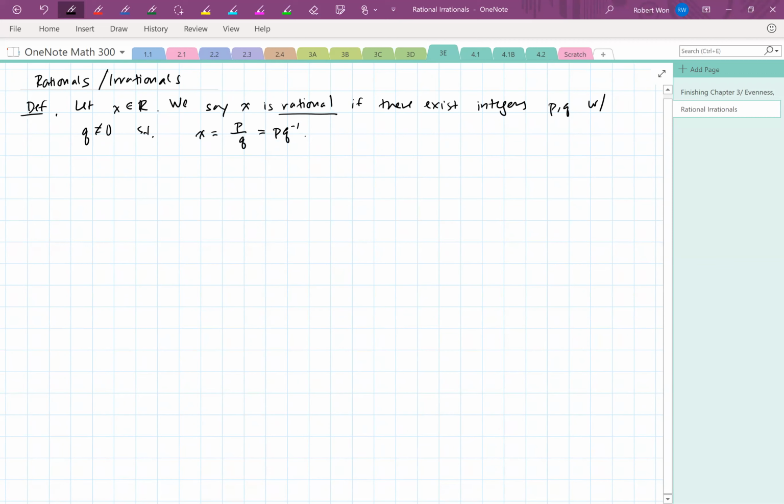Here's the definition. Let x be a real number. Then we say that x is rational if there exist integers p and q with q non-zero such that x is equal to p over q, by which we mean p times q inverse. That's what the fraction bar means: p multiplied by the multiplicative inverse of q, which exists because q is non-zero. So a rational number is just a number that you can write as a fraction of two integers. And we say that x is irrational if it is not rational.